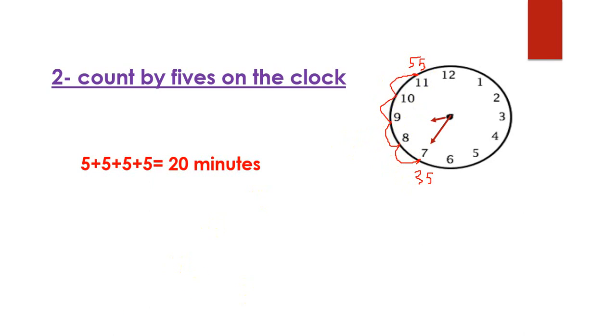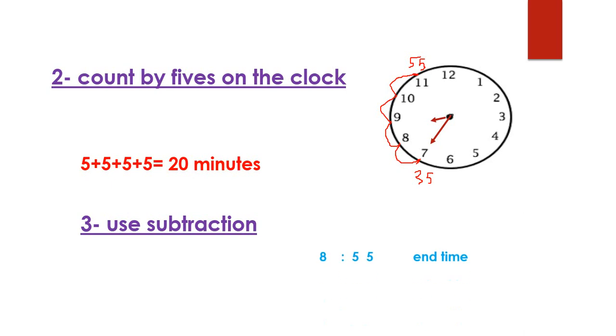The last way, you can use subtraction. End time minus start time. 8:55, this is the end time, minus the start time 8:35. So subtract minutes minus minutes. 55 minus 35 is 20. So the elapsed time between 35 minutes after 8 until 55 minutes after 8 is 20 minutes.